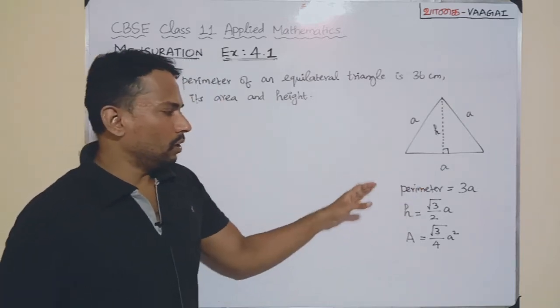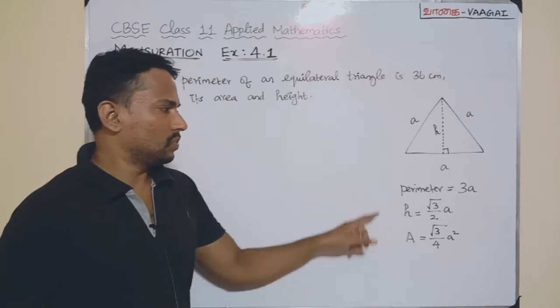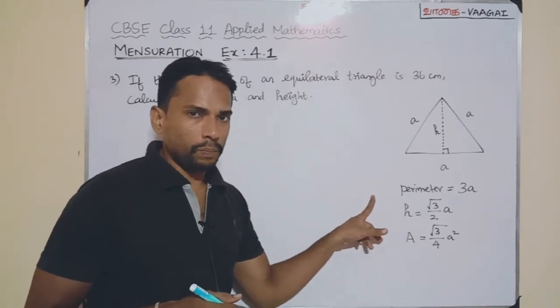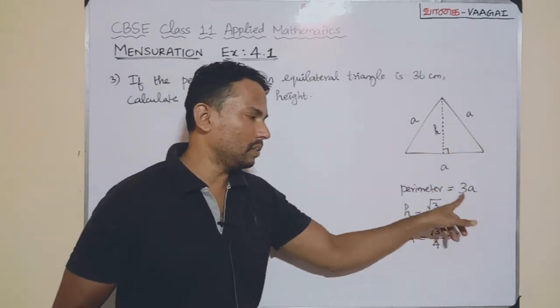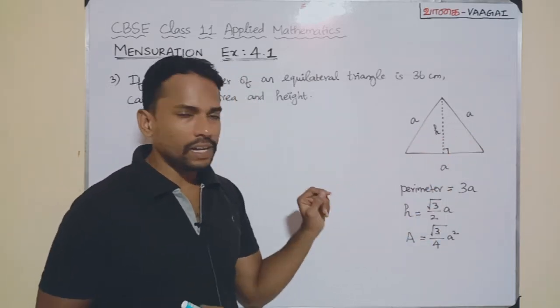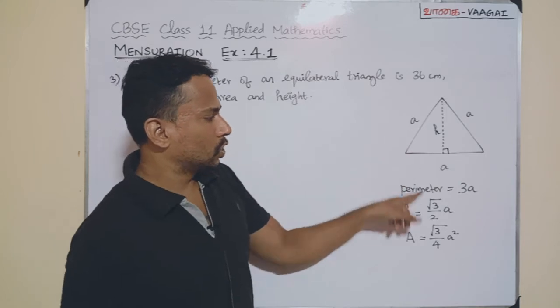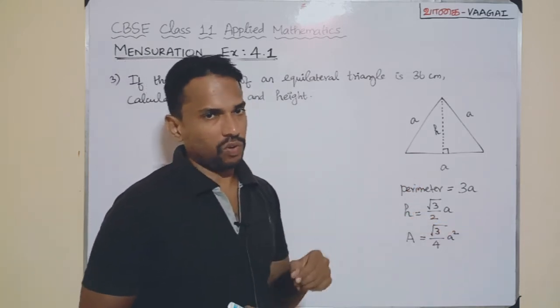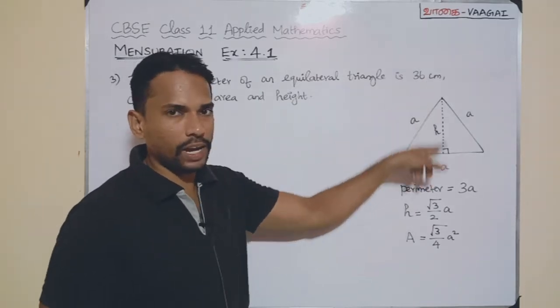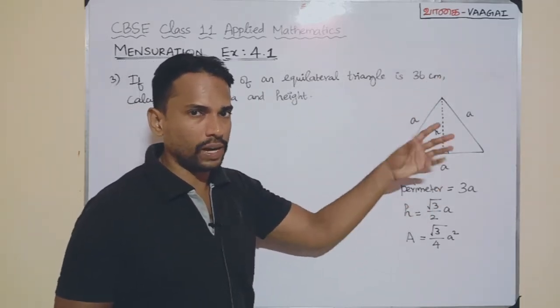Now we have got the formulas to find these measures. First one is perimeter. Perimeter means we have to add all the three sides. So a plus a plus a will be 3a. And what about the height? Height will be root 3 divided by 2 into a. This is the formula to find out the height. Height means altitude, whatever way we can call it.